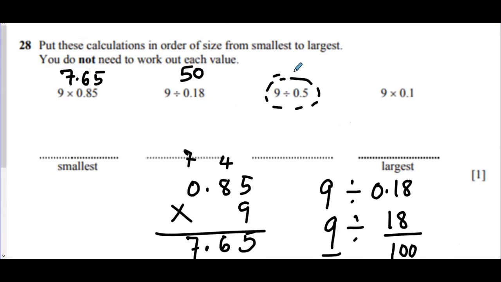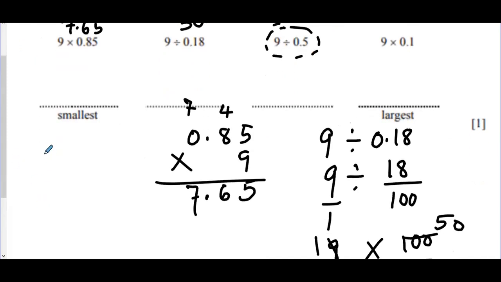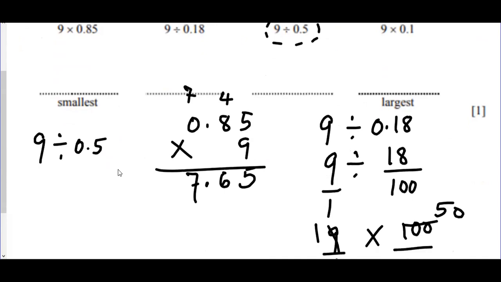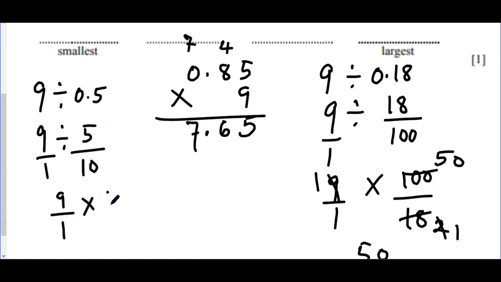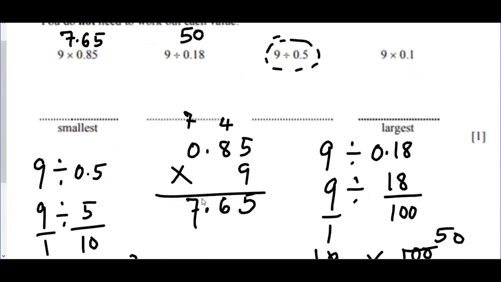Then how about this one? This calculation, you do the same thing. What we're going to do is 9 divided by 0.5. You write that 0.5 as a fraction, so we have 9 divided by 5 over 10, and this is a whole number, so do it over 1, and this will be 9 over 1 times the reciprocal. And then you see if you can simplify this by 5, 1, by 5, 2. So 9 times 2 is 18. So what is the answer there? 18.